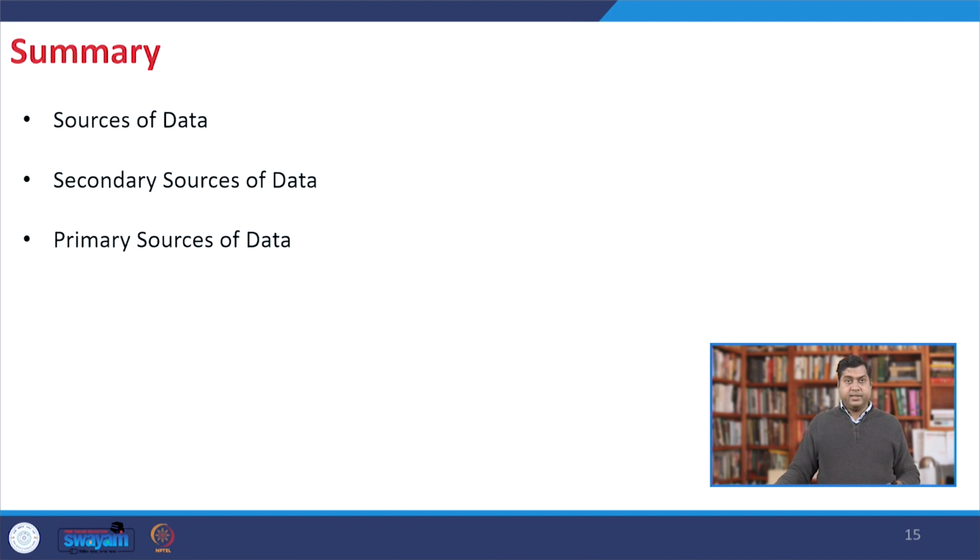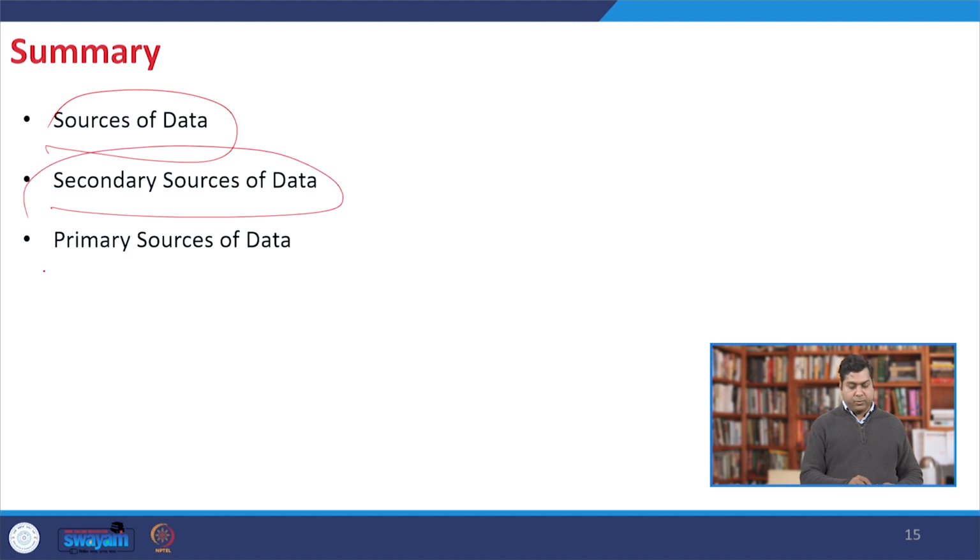To summarize, here we understood the different sources of data, what is primary and what is secondary, and the secondary sources of information, where we can get them from. For primary data, there are different means of doing the data collection and then getting the primary survey. Again, it all depends on the time, the cost, and the purpose, which is much more important than time and cost, the purpose of that particular data.